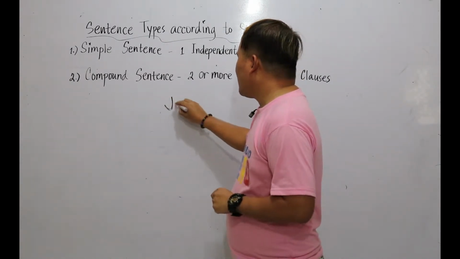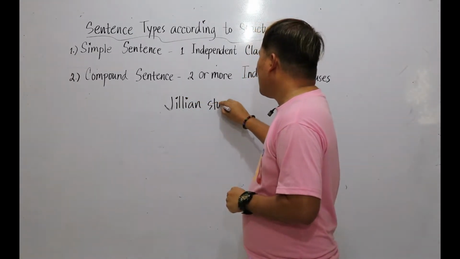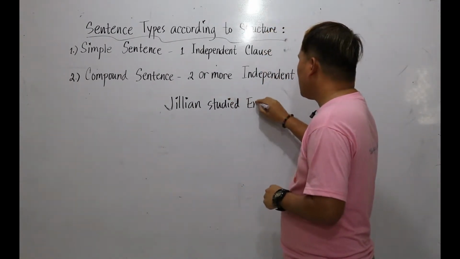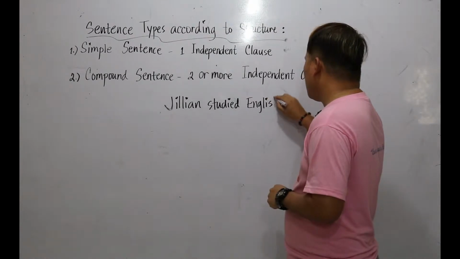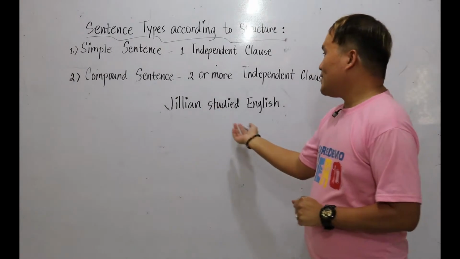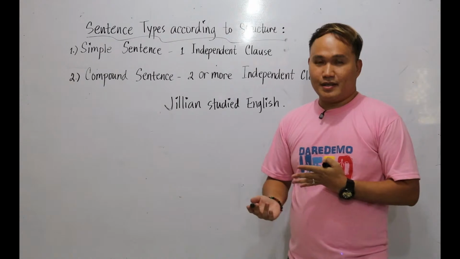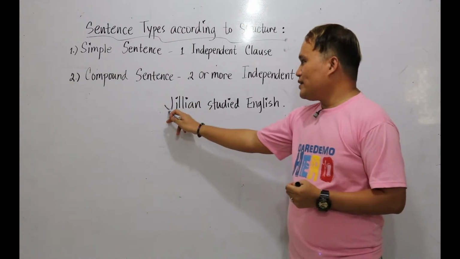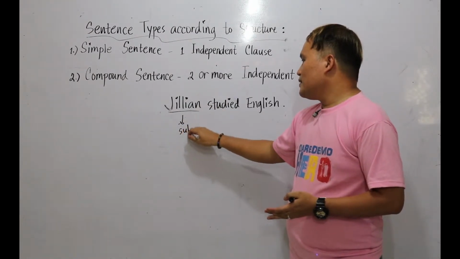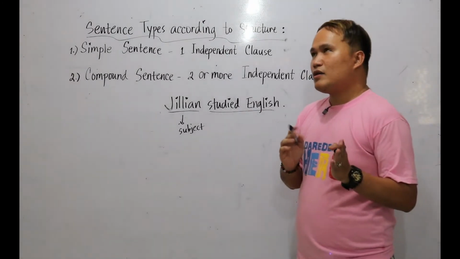Jillian studied English. Jillian studied English. This sentence alone is what we call a simple sentence. Why? Because like I've said, it has one subject, okay, and a predicate. Now, what is the predicate composed of?